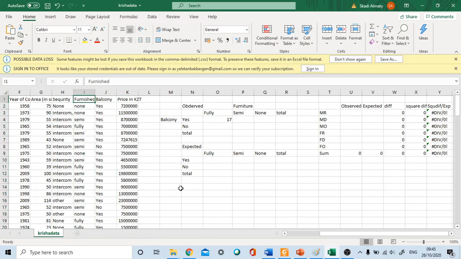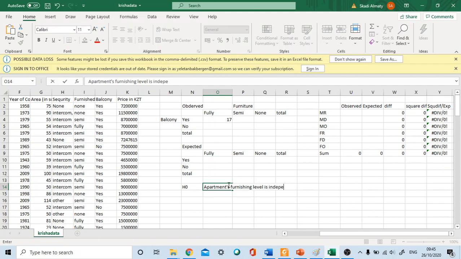It means that our hypothesis 0 will be: apartment furnishing level is independent of existing balcony. It means my hypothesis 0 says it's independent.